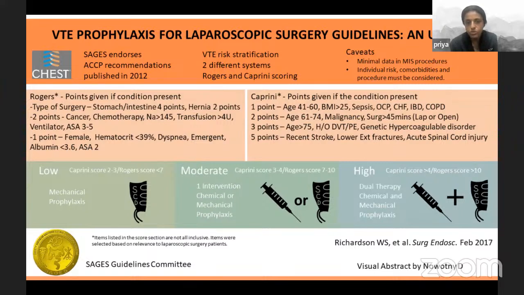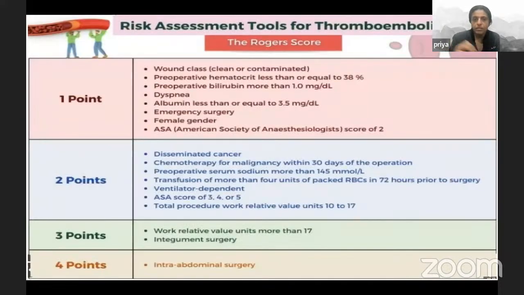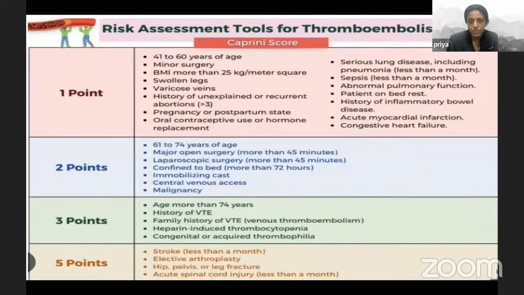So if the Caprini score is 2 or 3, they still need a mechanical prophylaxis. Now, this is the Rogers score in detail. If people are interested, you can take a picture of this. And this is the Caprini score.